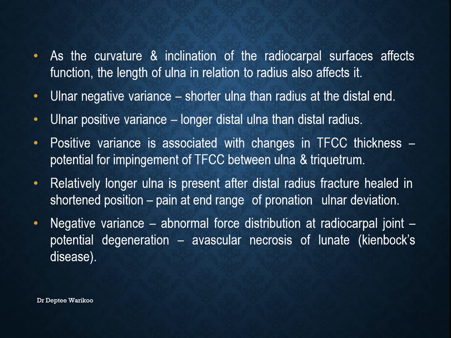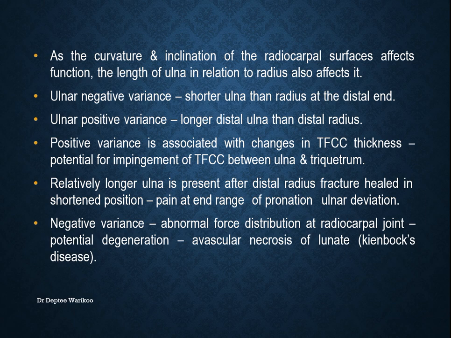So, what will happen when this positive or negative ulnar variance is present? With an ulnar positive variance, there is a potential for impingement of triangular fibrocartilaginous structures. So we could say that when there is positive ulnar variance, we could see some impingement there.